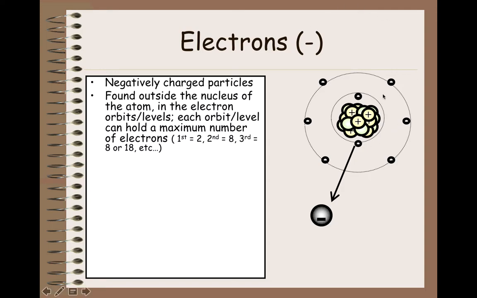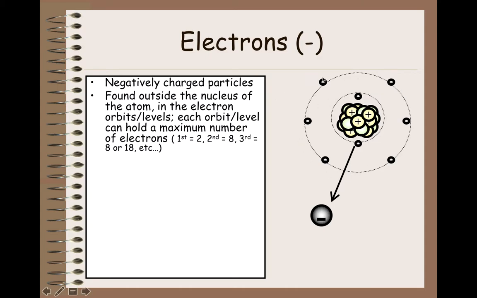If we look over here at this atom on the right, we see that we have one shell that has 2 electrons on it, and then another shell that has 6. The reason we can have more than one shell or orbit is because each orbit can only hold a certain number of electrons. The first shell can only hold 2 electrons. The second shell can only hold 8.